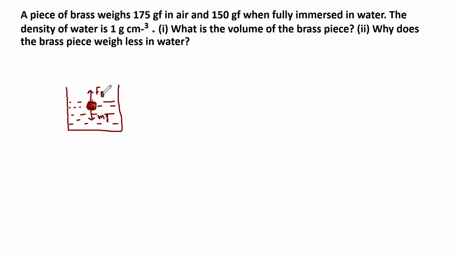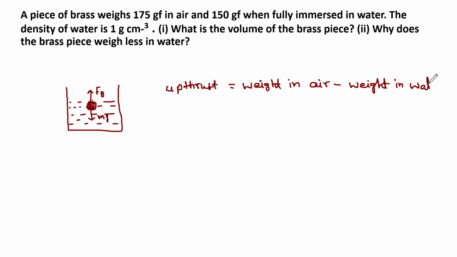Okay. So why does the brass piece weigh less in water? We can say because of upthrust. In simple words, because of upthrust acting in the upward direction. Now, how can you find the upthrust? Upthrust is nothing but the difference of actual weight, or weight in air, and the apparent weight, or weight in liquid. Here our liquid is water, so we can say weight in water. So upthrust will be 175 gram force minus 150 gram force, which is equal to 25 gram force.